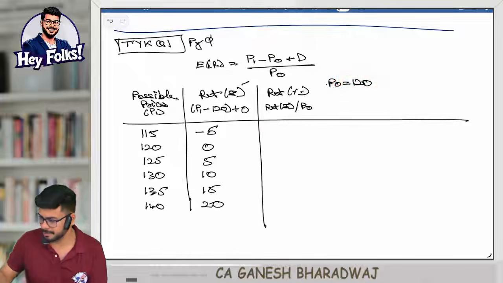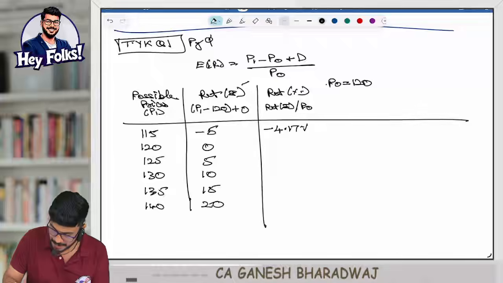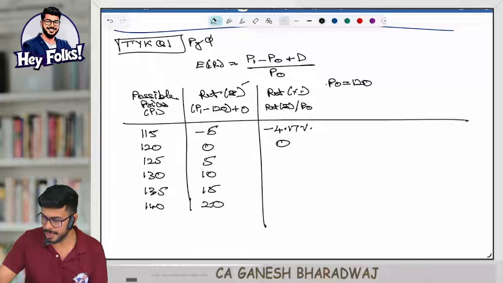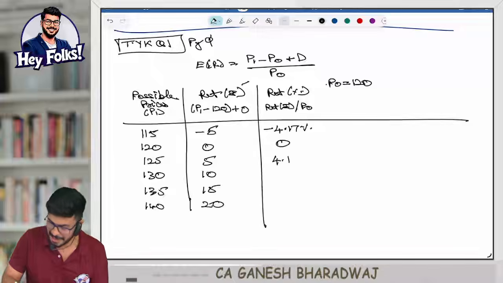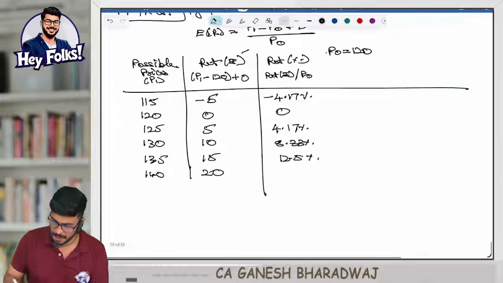How much is that? Into 100. So negative 4.17 roughly. Negative 4.17 percentage. Next, this is 0. Then you get the same. Don't calculate again. So negative becomes positive here. Then 10 upon 120, into 100. How much? 8.33%. Here it's going to be 15 by 120 into 100. 12.5 percentage. And then 20 upon 120 into 100. How much is that? 16.67 percentage. Is this clear, guys?